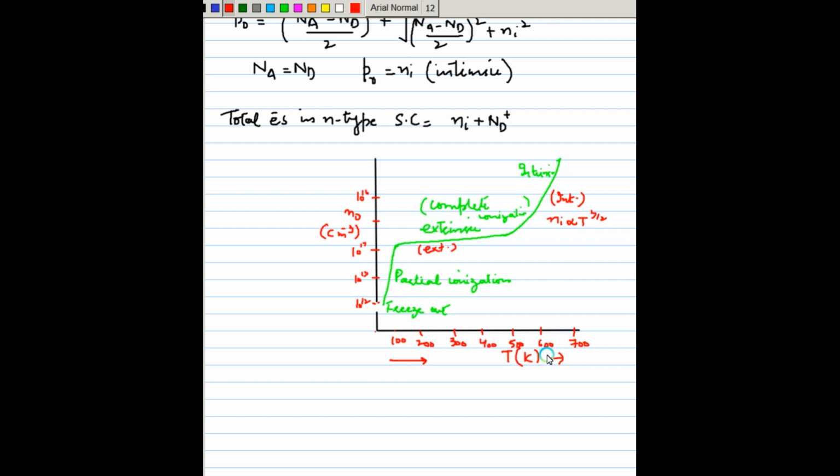And for any compensated semiconductor, if you are given N naught or P naught, you may find out N naught or P naught from the expression which is given, and then the minority carrier concentration may be found using the formula. For example, in an n-type compensated semiconductor, you can find out the minority hole concentration as Ni square upon N naught. So it is Ni square upon, what will be N naught? It will be equal to Nd minus Na.